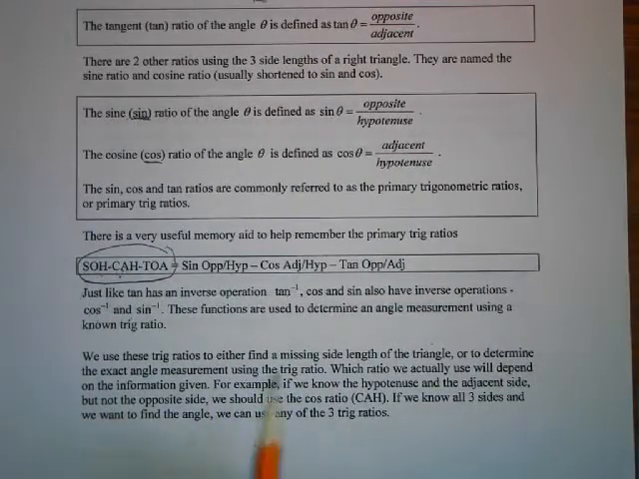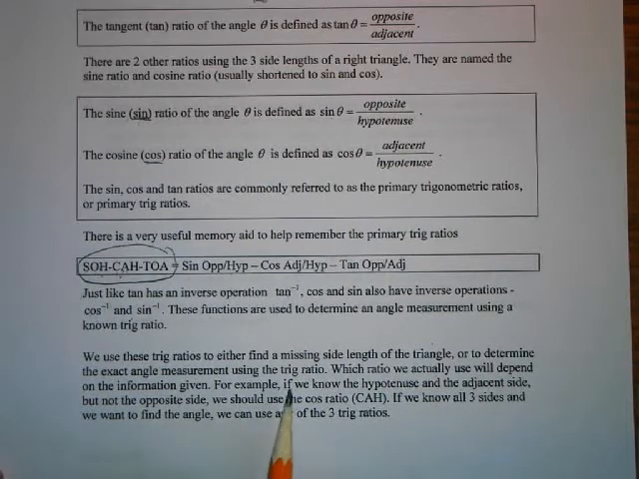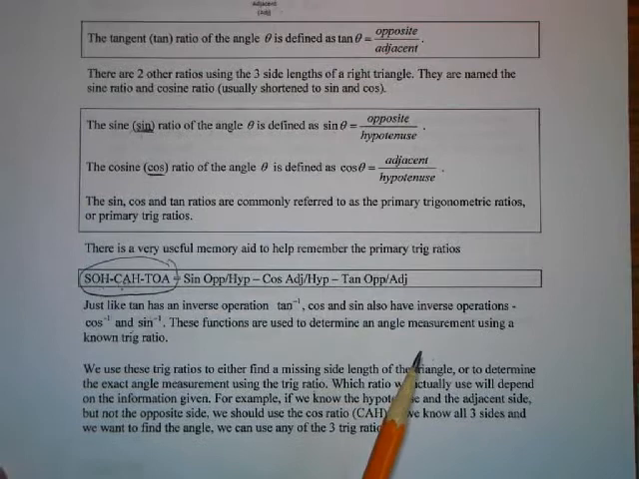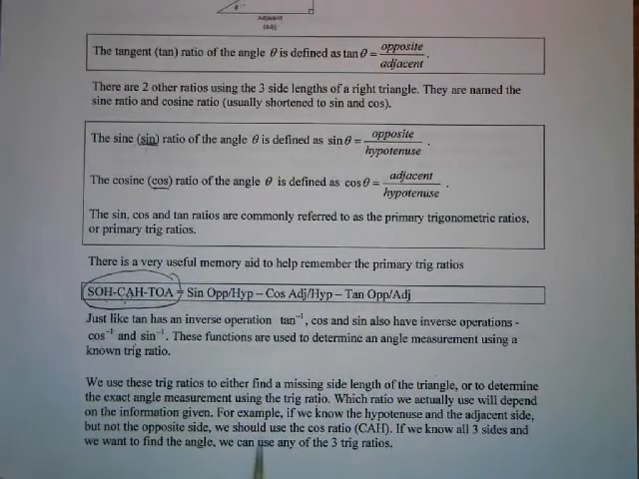So we use these trig ratios either to find a missing side length of the triangle or to determine the exact measurement of the angle using the trig ratio. So these are really good tools. They're called trig tools, and they only work for right angle triangles because you have to have a 90-degree angle to have a hypotenuse. If you don't have a right angle triangle, you're not going to be using this lesson or the last lesson. These three trig ratios only apply for right triangles.